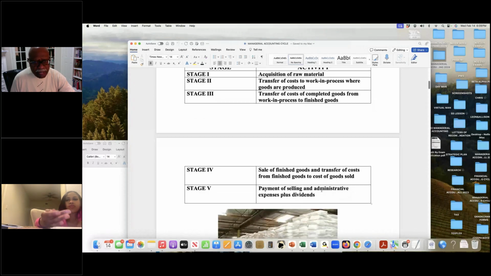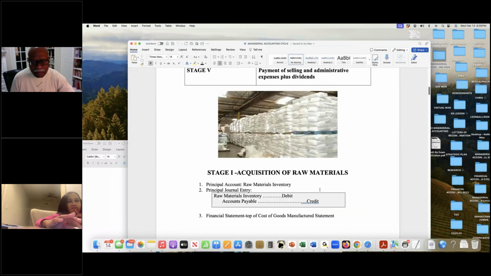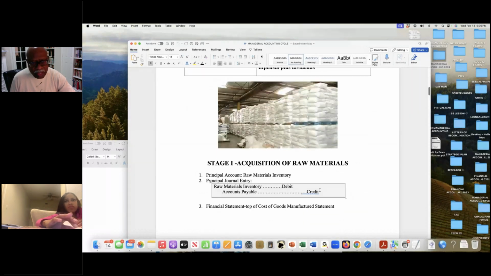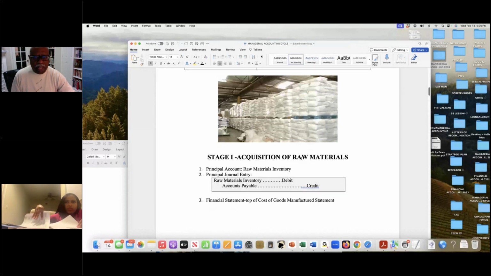The first thing you do in manufacturing accounting is you buy raw materials, which is what you're going to have to do with your project. You're going to have to buy the raw materials to make that product. When we buy the raw materials, this is the journal entry. We debit raw materials inventory and we credit accounts payable. We make that journal entry all the time. That's how it looks. We have to calculate the amounts.